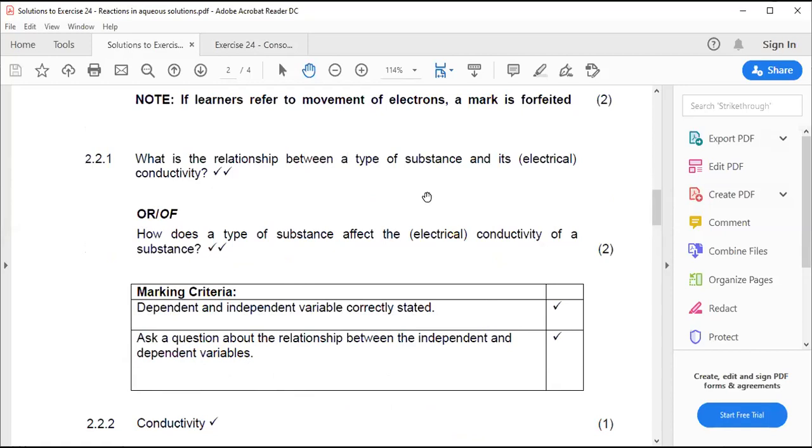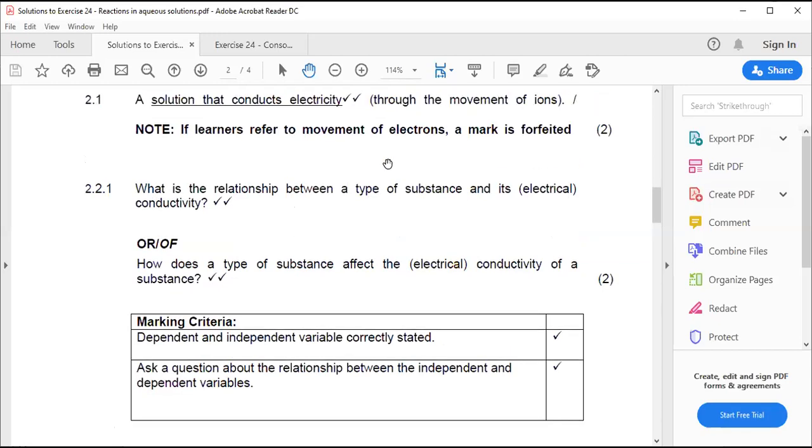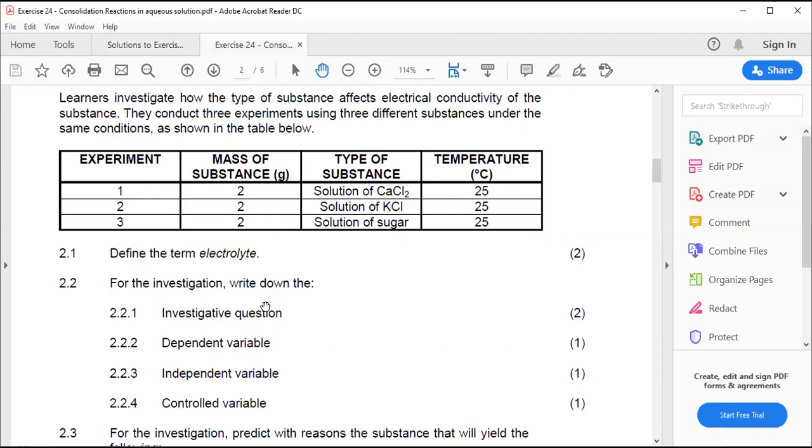So what is the relationship between the type of substance and the electrical conductivity? Or you can say what happens to the electrical conductivity to change the type of substance. You can also state it like that. So that's your 2 marks for the investigative question. Right, we move on to the next one, dependent variable. Already dependent variable, what did you say it is? It is the one that you measure.